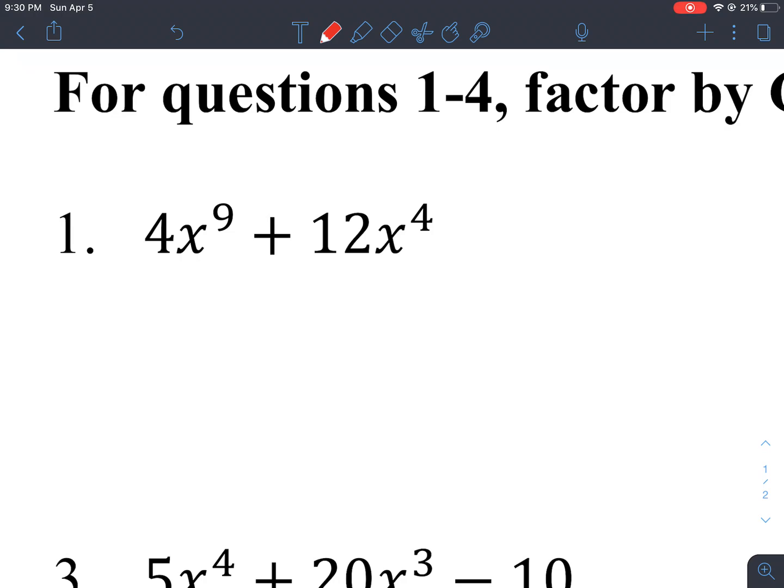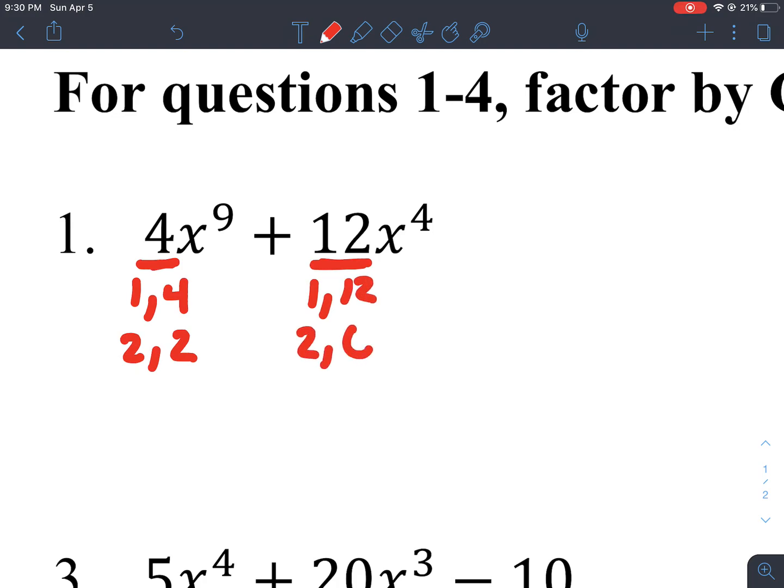Remember, we first look at the numbers. When I look at 4 and I look at 12, I ask, what's the biggest thing I could take out of each? The factors of 4 are 1 and 4, 2 and 2. Factors of 12 are 1 and 12, 2 and 6, 3 and 4. Some of us may not need to write those factors out, and others may need it, and that's totally fine. It's whatever you need. As we look at each of these, we can see that the greatest factor, or the largest number they both have in common, is this 4 right here.